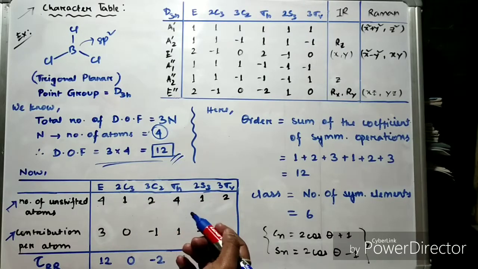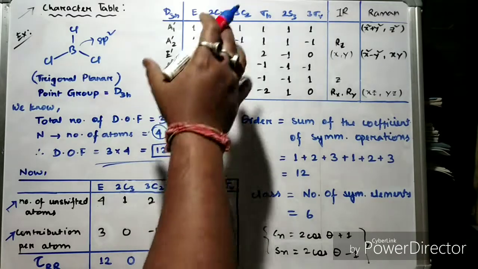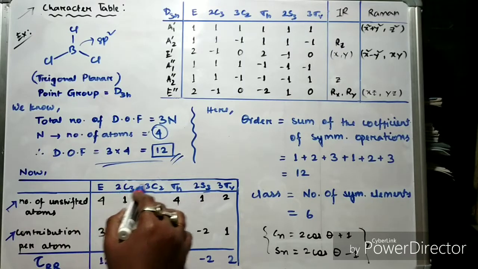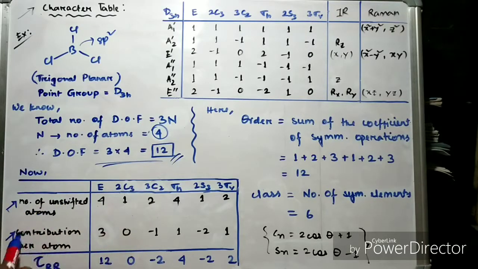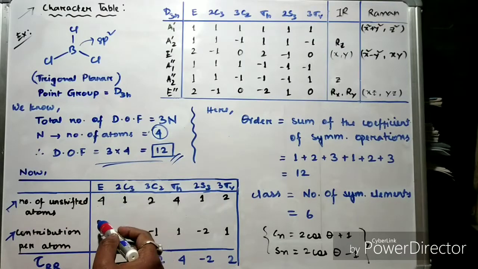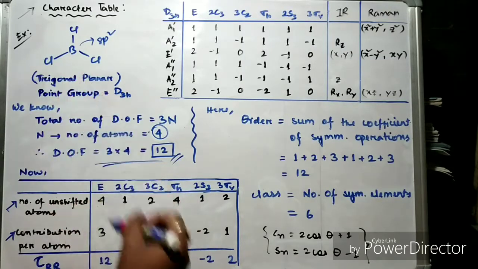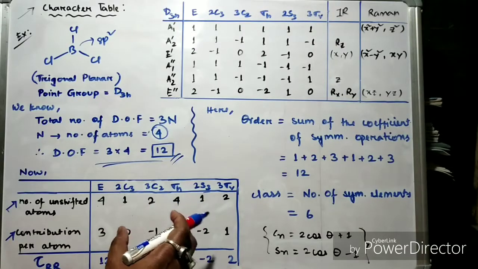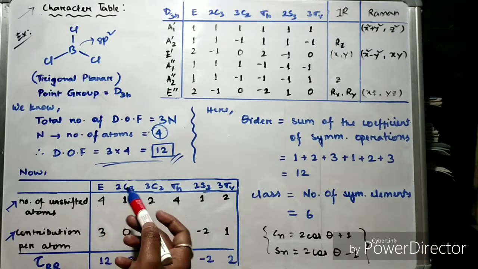In order to find out the vibrational degrees of freedom, we have to find out the reducible representation for this character table. So we have to make one table where we will write all the symmetry operations, and we will have to find out 2 terms, the number of unshifted atoms and the contribution per atom. So how can we find out the number of unshifted atoms? We will apply all these symmetry operations on this structure of BCl3, and we'll check how many atoms remain unshifted, or else we can say how many atoms do not change their position after the symmetry operation.